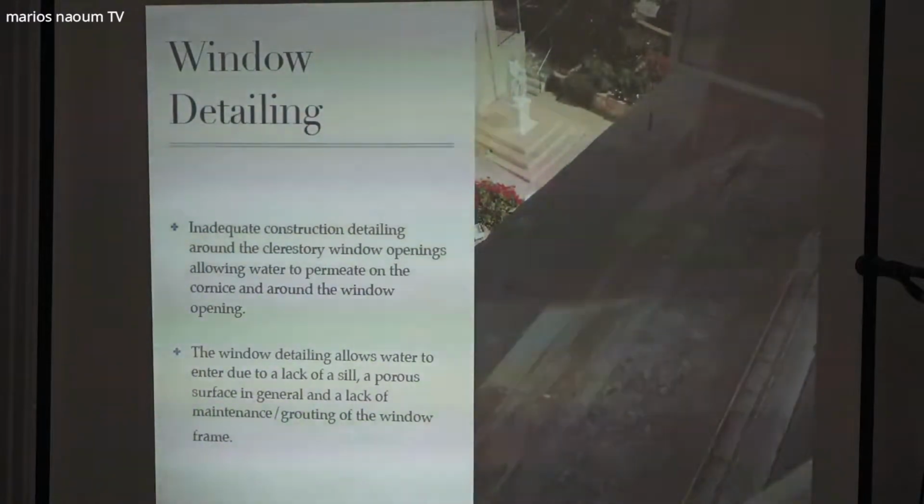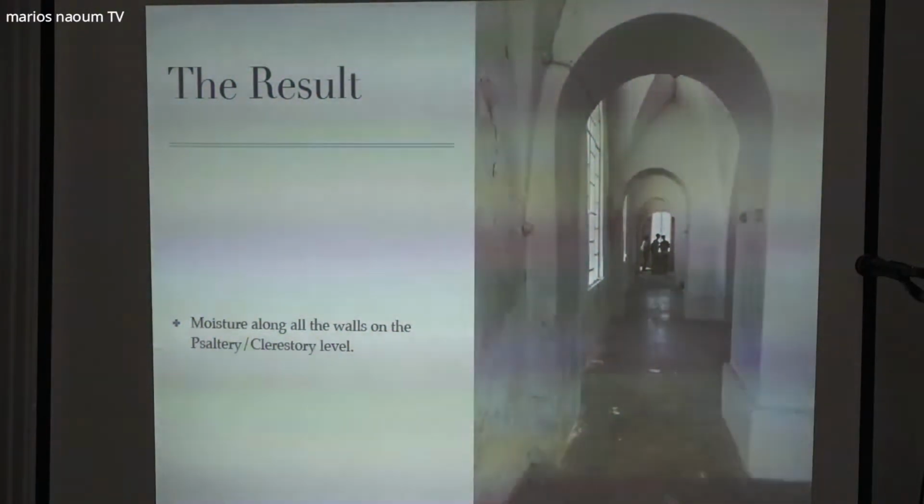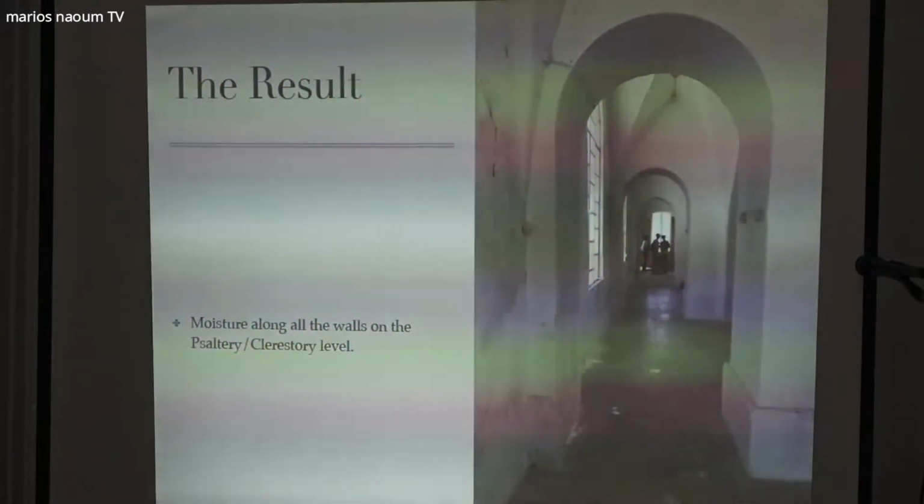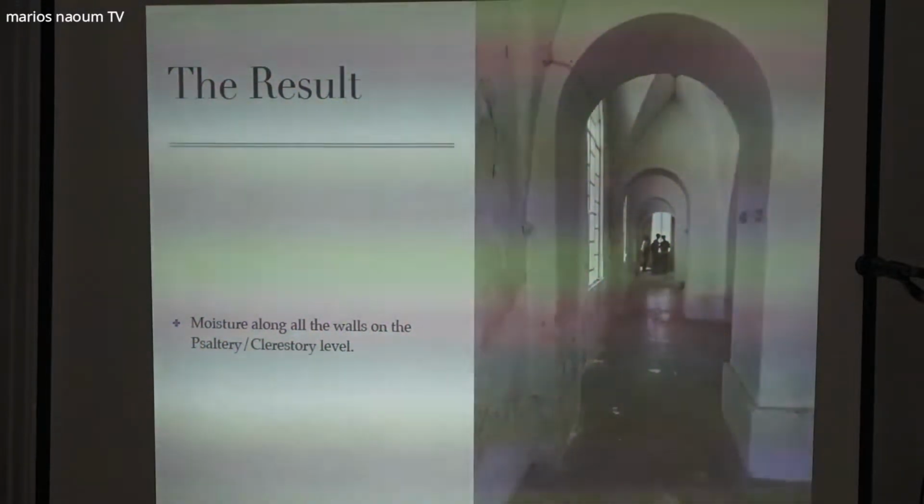As far as the windows, there is inadequate window detailing on all of the windows above, and water can enter and it does enter. The result is this throughout, on both sides. Another reason for this is the lack of a gutter for rainwater along the roof, with the result being tons of water just coming along the building site and washing it and creating this problem.